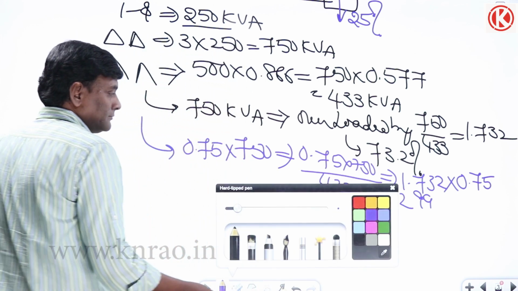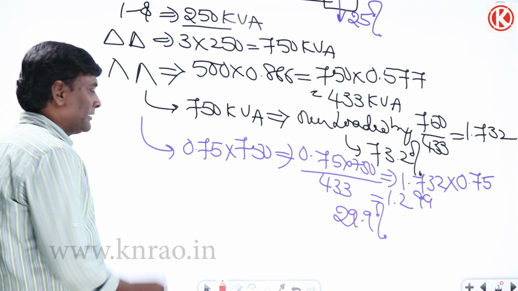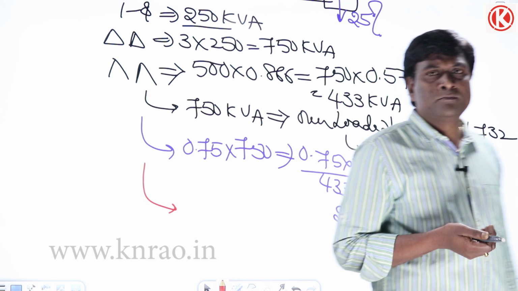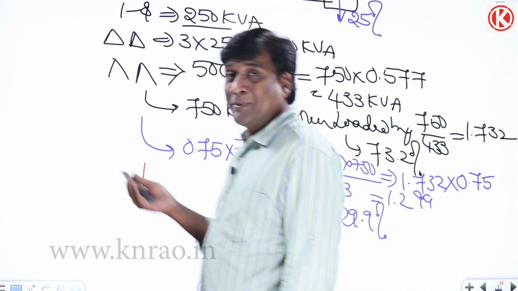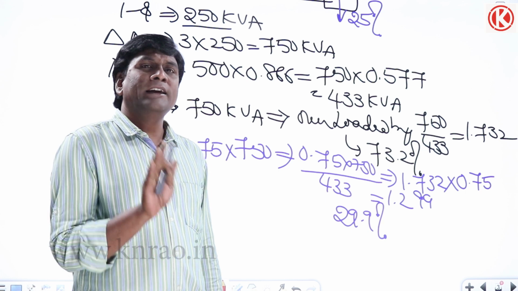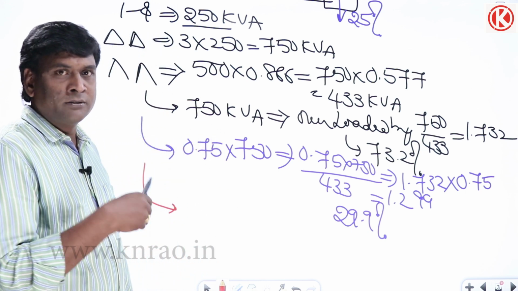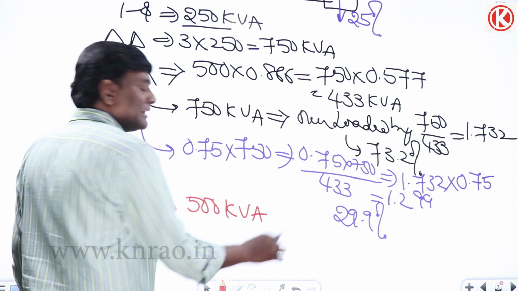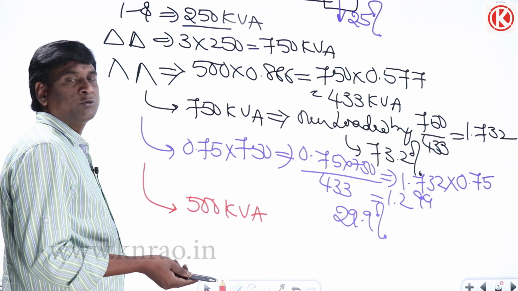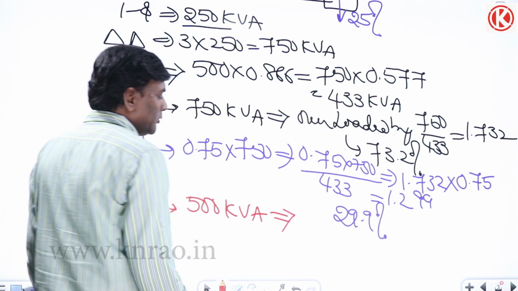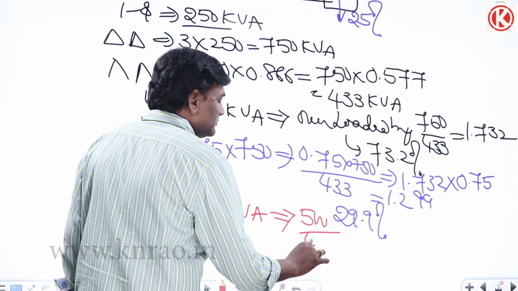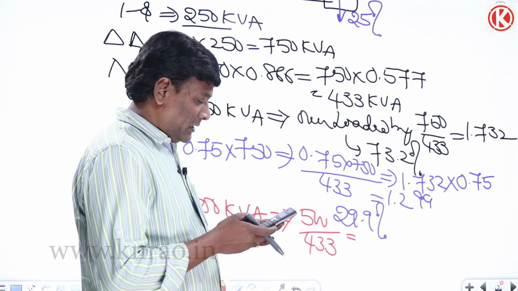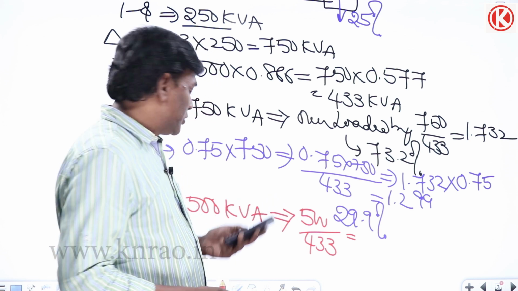Now, like a layman, if you think, my installed capacity is 250 plus 250, two transformers, so the installed capacity is 500 kVA. Like a layman, you don't know what is going to happen internally. If you apply 500 kVA, since the installed capacity is 250 plus 250, it will be overloaded by 500 by 433. So each transformer will be overloaded by 15.47%.